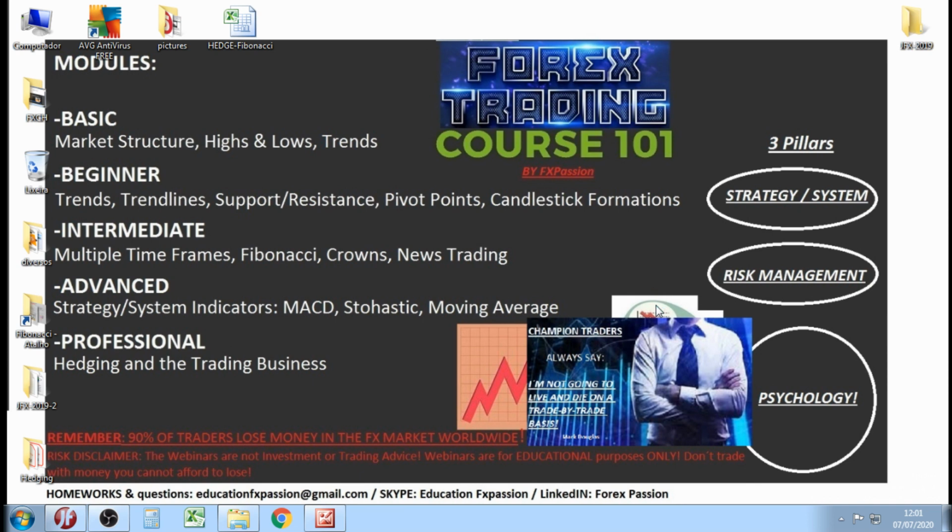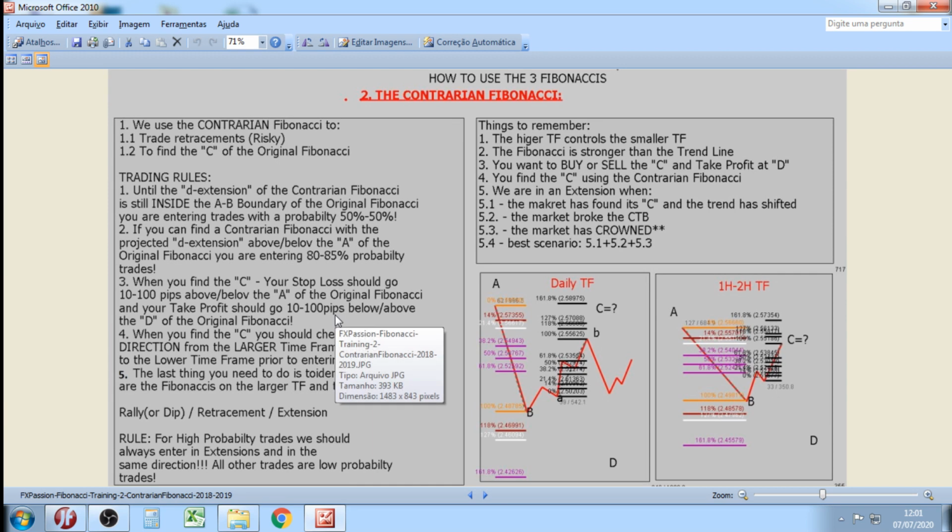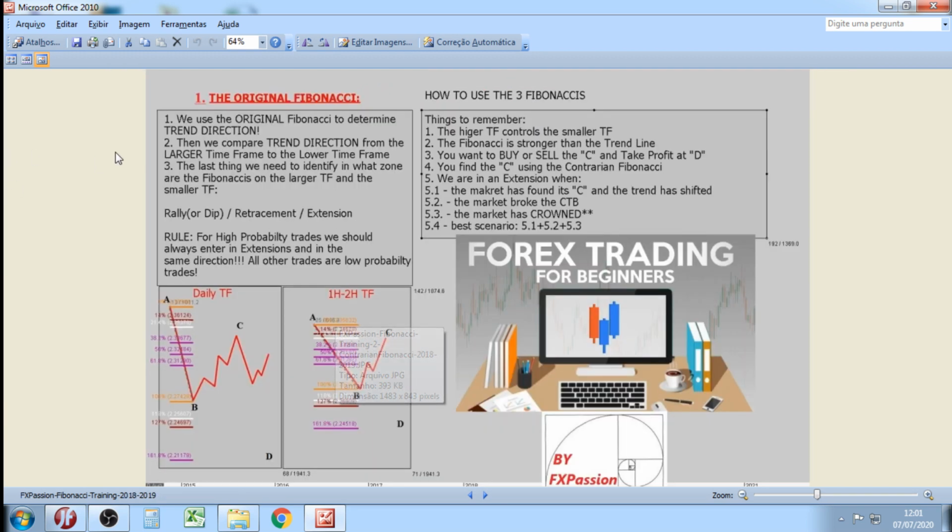So today we are moving on, everybody, trading Fibonacci numbers, the Contrarian Fibonacci and the rules. Now just to summarize, until now we were talking about the original Fibonacci. If you didn't take a screenshot of this, take a screenshot.